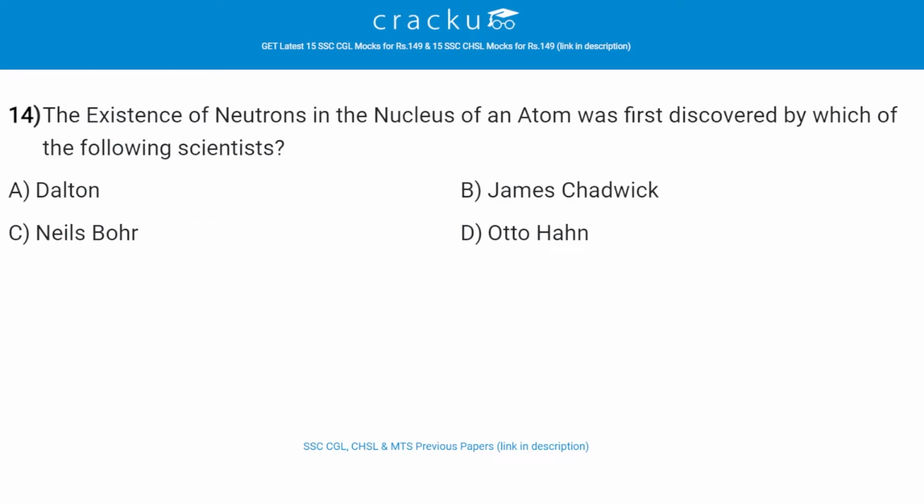The existence of neutrons in the nucleus of an atom was discovered by which of the following scientists? The correct answer is B, that is James Chadwick. The mass of the atom was located in a nucleus at its center, and that the central core contained protons. And in May 1932, James Chadwick announced that the core also contained a new uncharged particle which is called the neutron.